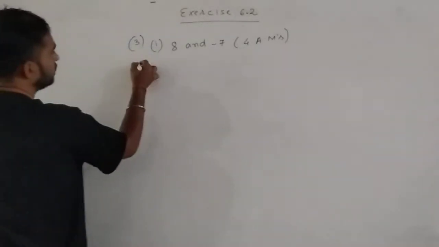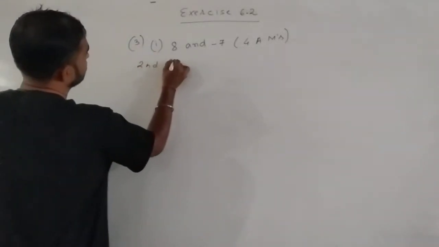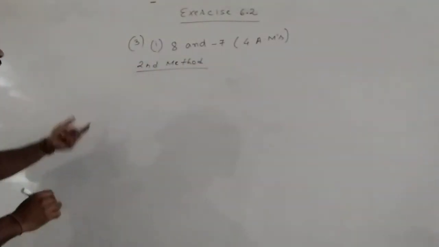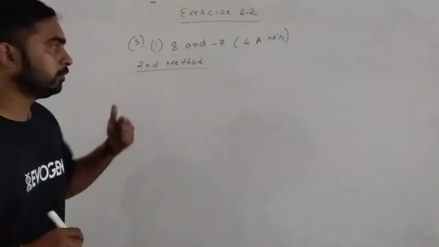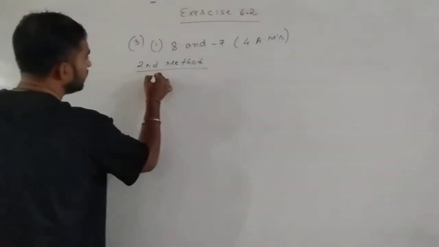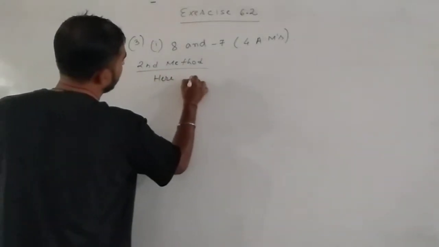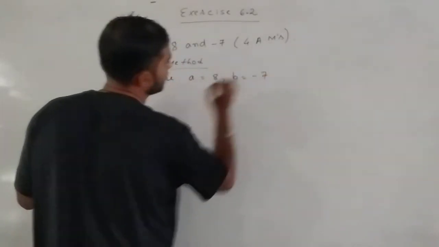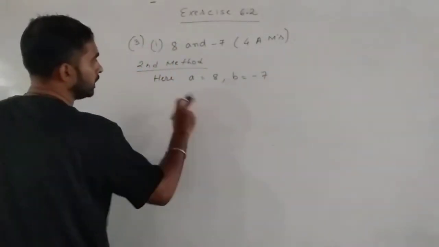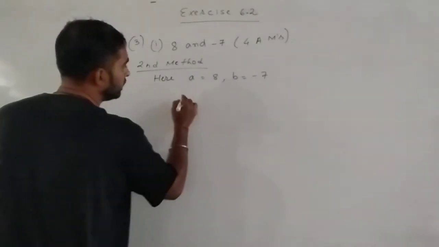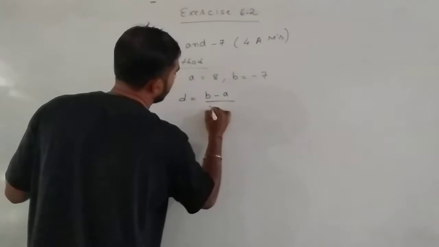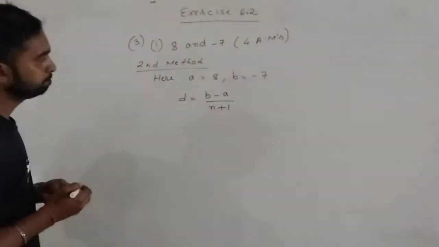the second method. In this method we can find the value of D directly by using a formula. So here A equals 8, B equals minus 7. So the formula to find the value of D is D equals B minus A by n plus 1.